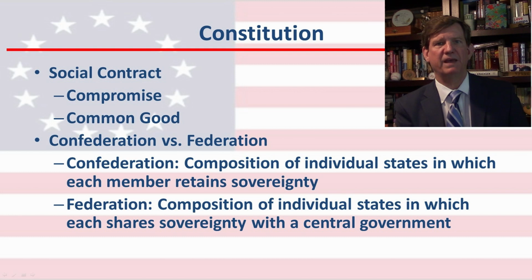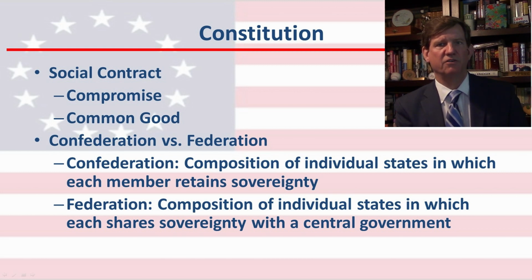One of the earliest debates they had was over the difference between a confederation and a federation. They first tried a confederation, a composition of individual states in which each member state retained sovereignty. The Articles of Confederation broke down within 10 years.